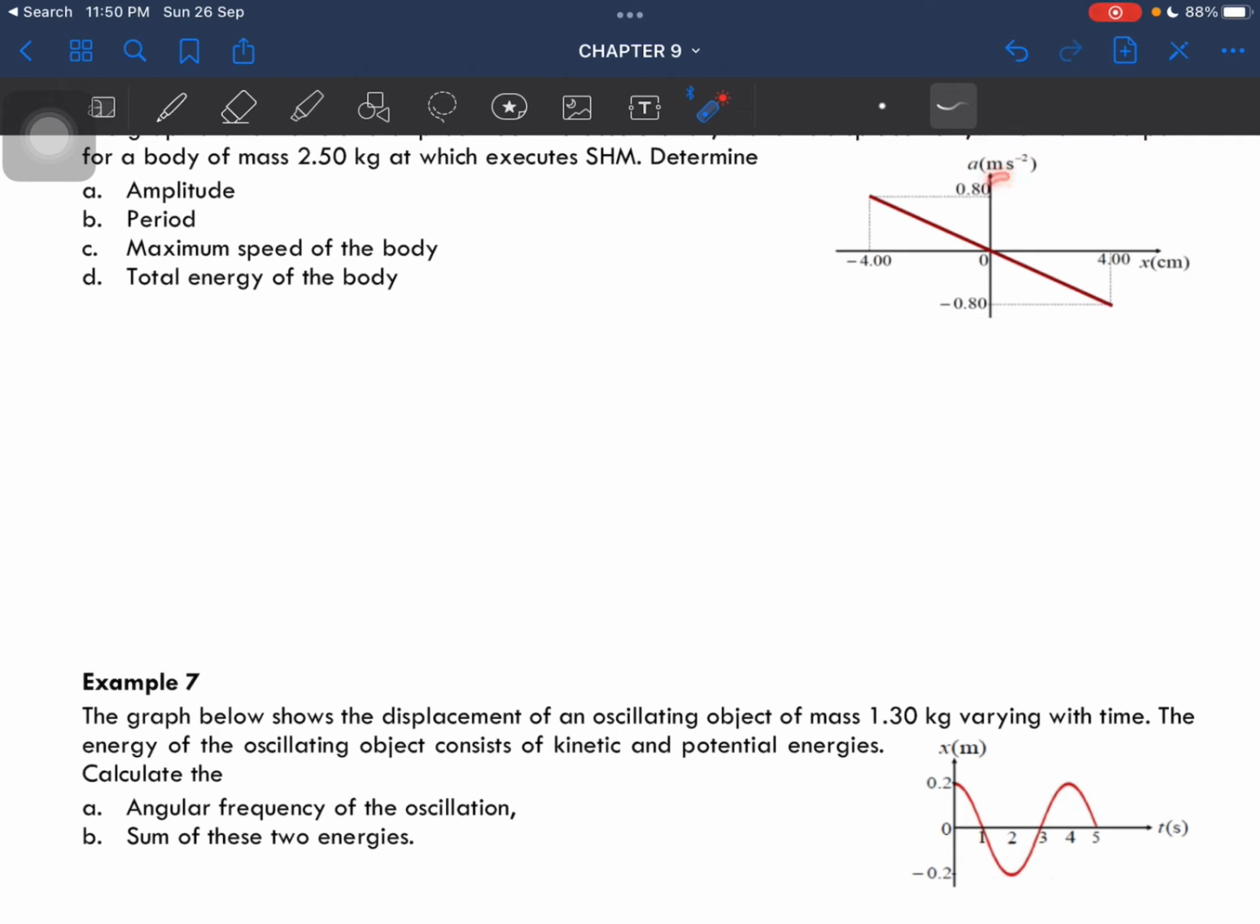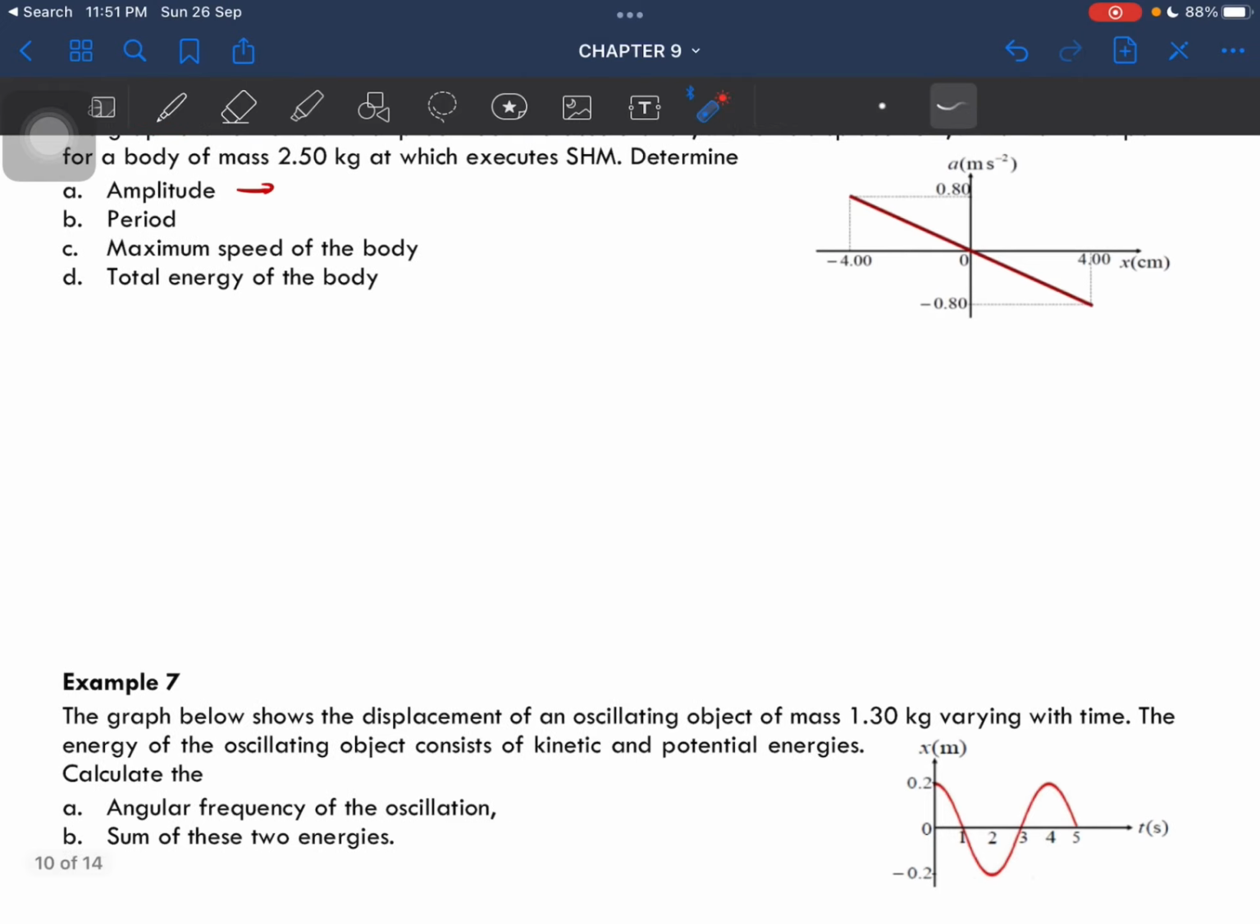So this is the acceleration against displacement graph, where the gradient will actually tell us the value of negative omega square. Okay, alright, so now let's do the solution. So amplitude, I'm just going to write next to the question here. Amplitude is basically the maximum displacement of the motion, which is the one shown here. So it is equal to 4 centimeter.